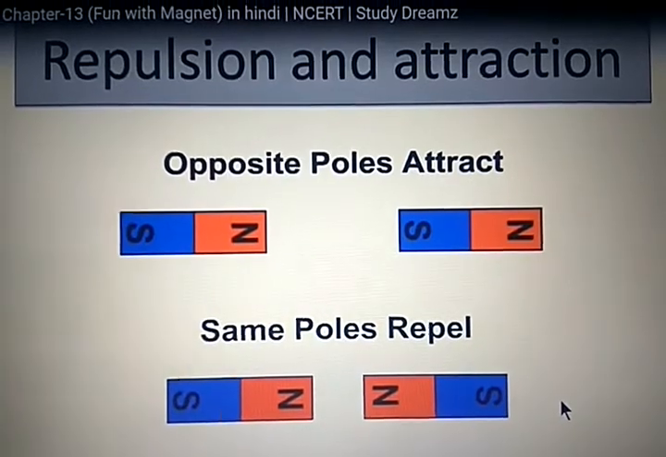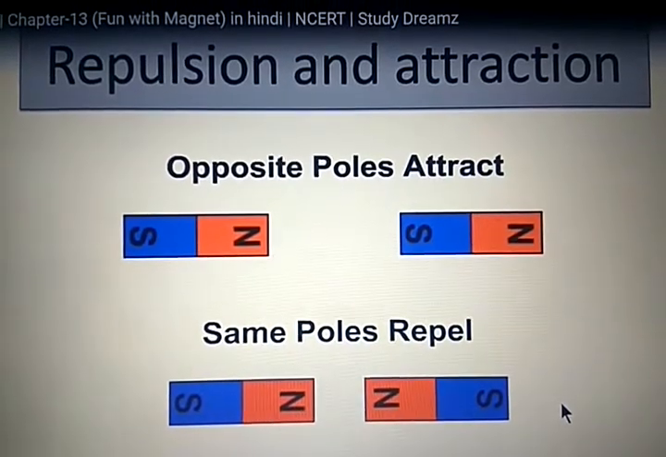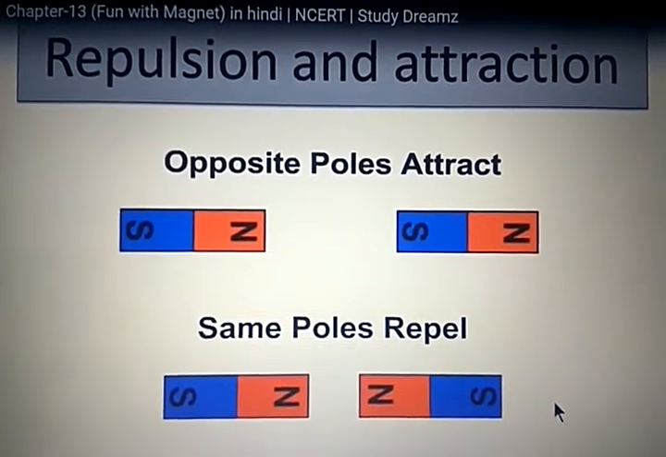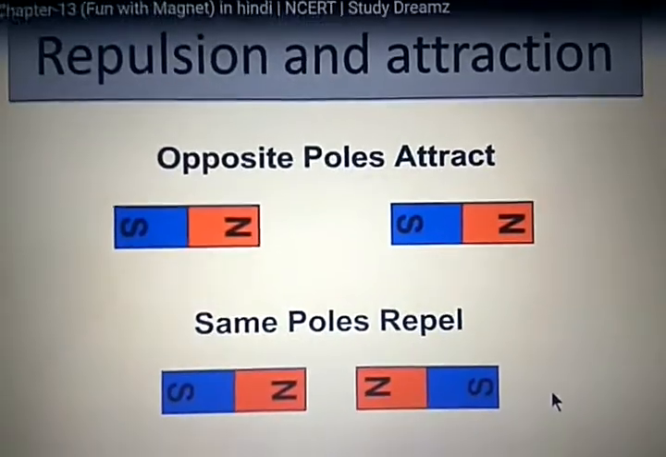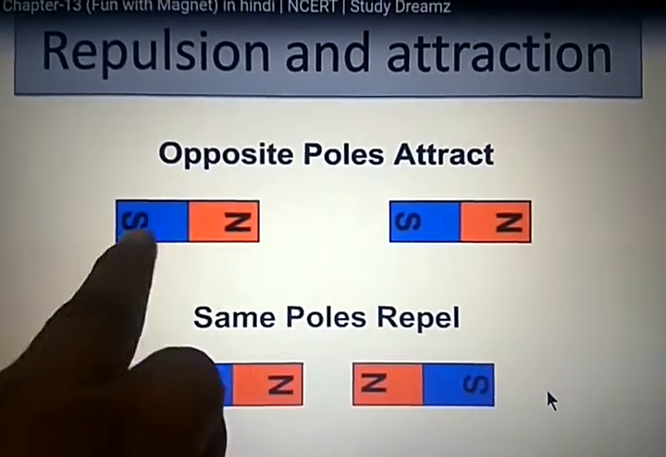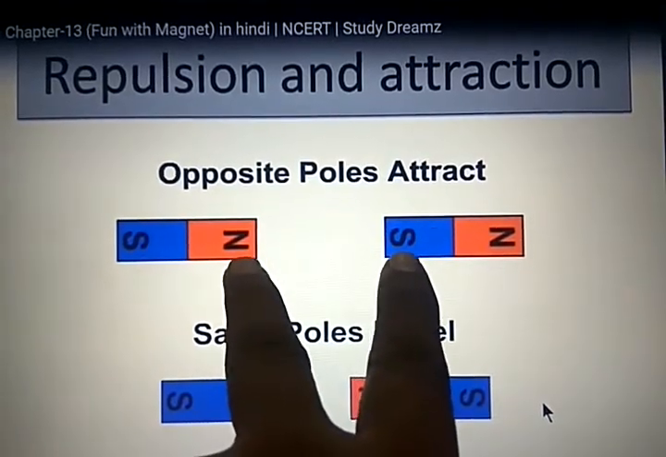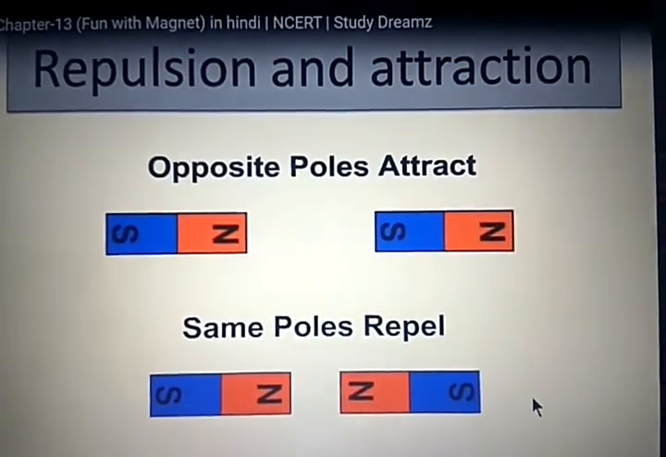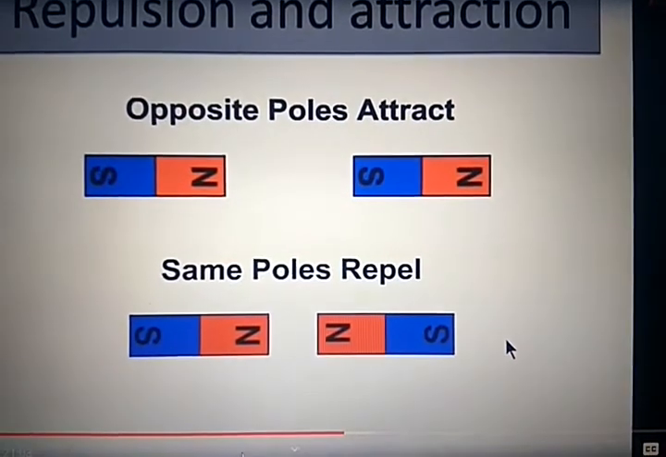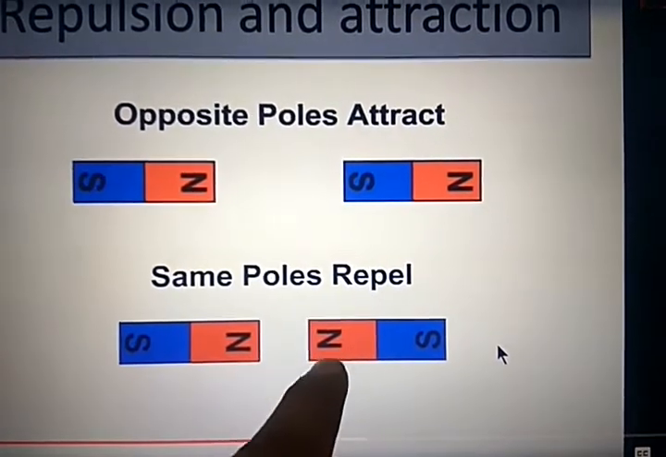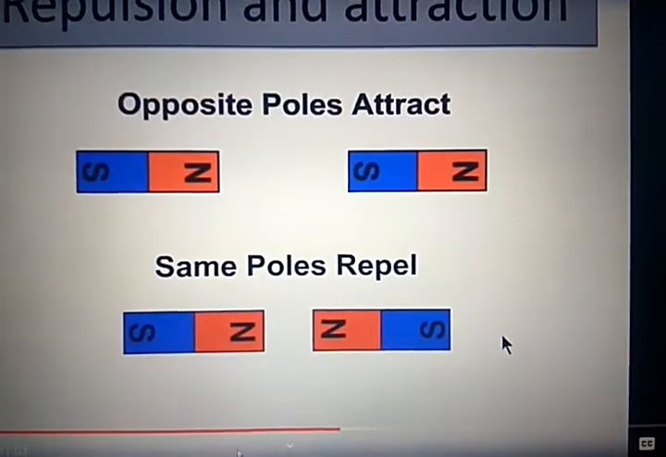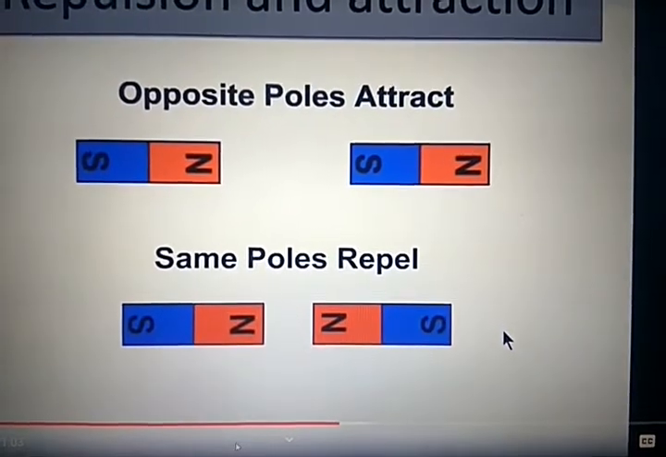Here you can see repulsion and attraction. Opposite poles attract each other. You see south, north, north and south, here south and north, opposite poles. North south pole attraction happens and same poles repel each other, north north or south south. Okay, so this is a very important property.